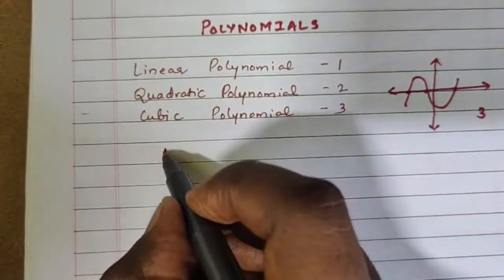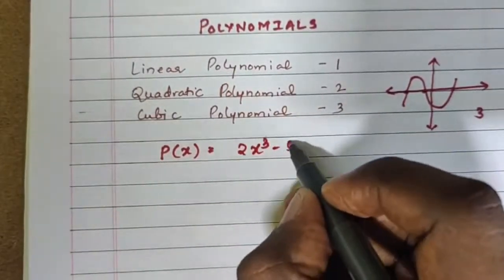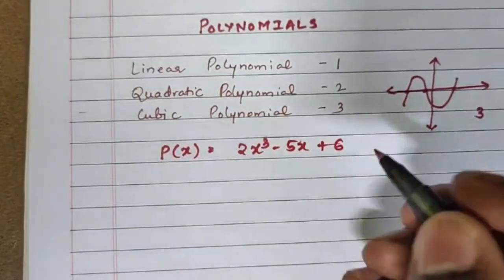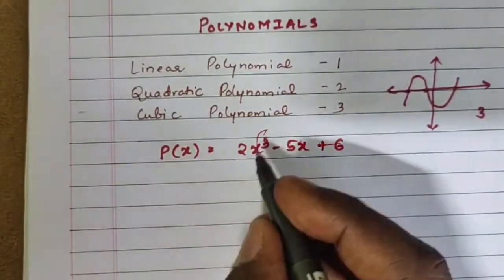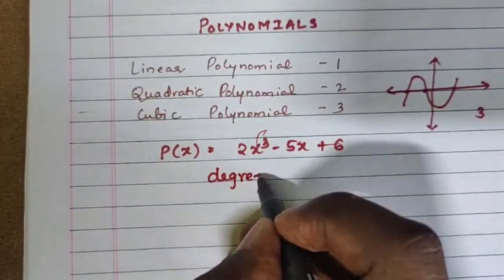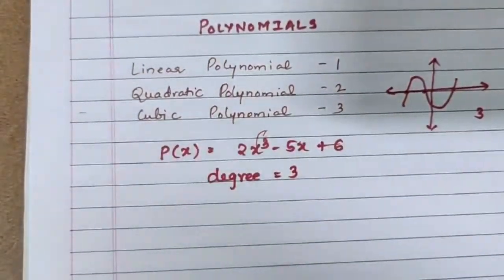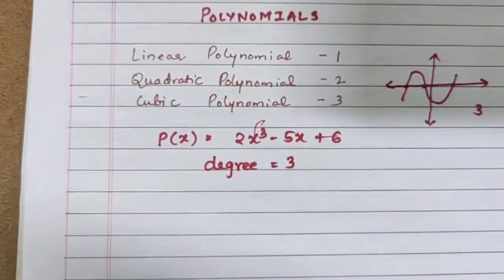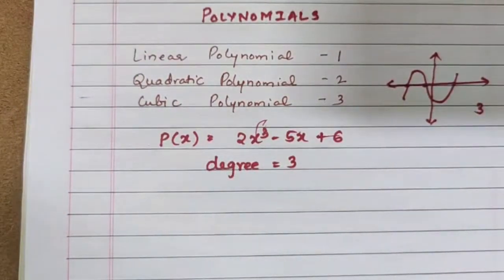Again, when the polynomial is given, 2x cube minus 5x plus 6, this is an example. What is the degree of this polynomial? The highest power of the polynomial is called the degree. Here degree equals 3. And also finding the zeros of the polynomial, zeros of the quadratic polynomial.